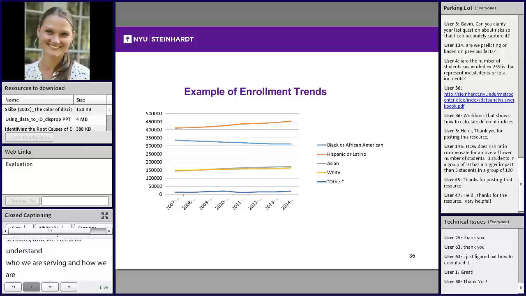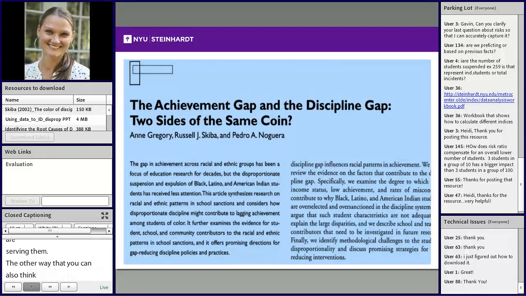The other way that you can also think about data in terms of disproportionality is, especially with discipline, when a student is out of school, they're not learning. And we know that for decades we've been able to document achievement gaps and all these different gaps, gender gaps, all these different gaps that manifest very early on. And so one thing to really consider with disproportionality, especially in discipline, is that when a student's not in school, they're not learning. So if a student's late to class and your school or district's reaction is to suspend them for one day, then they're not only late to class, but they're also missing a day's worth of instruction.